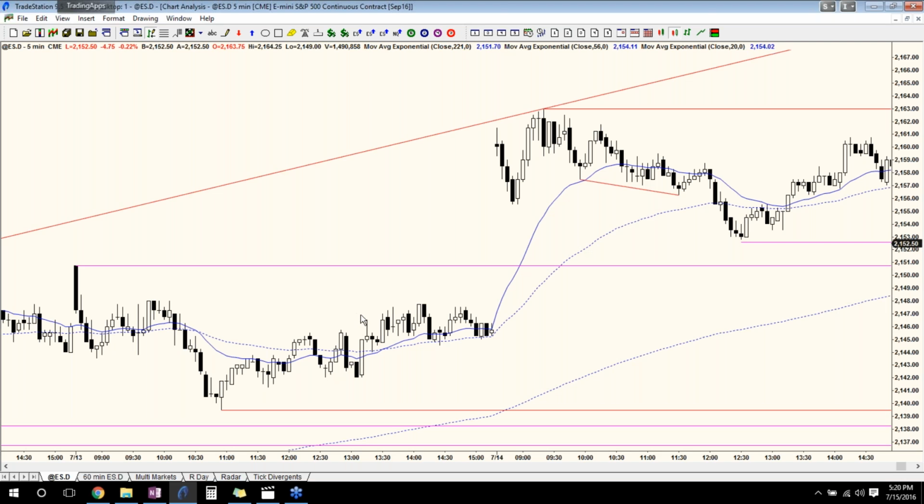We close the gap and we just start to go sideways in between the range. So somewhere in here, he probably said, probably sideways into the close. So I hope that answers that question.